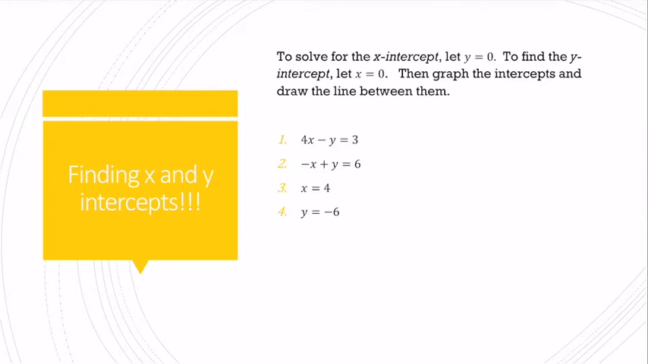Now I have negative x plus y equals 6. Let's go ahead and find the x and y-intercepts of negative x plus y equals 6. Switch to blue. In order to find my x-intercept, I let y equal 0. In order to find my y-intercept, I let x equal 0.